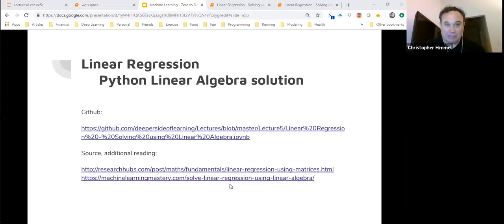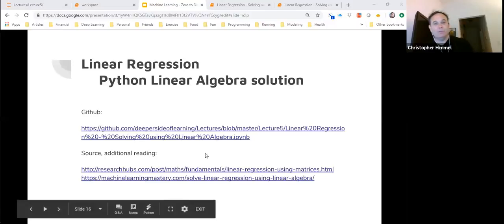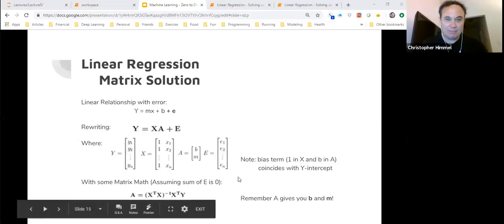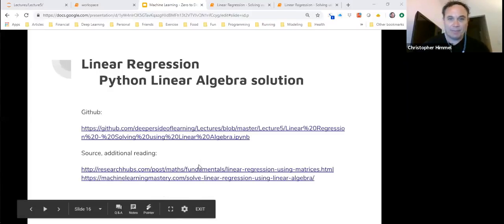So let's look at how to do exactly this math in Python. Actually, when we get A, what do we get? We get B and M as an answer, which is what we want. So let's jump into it.